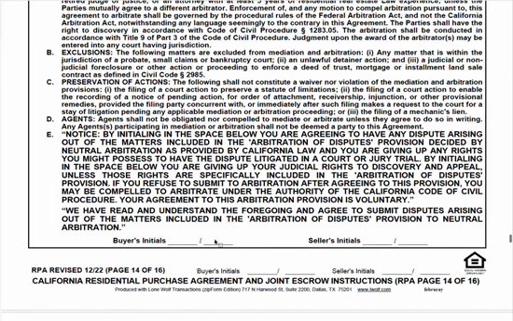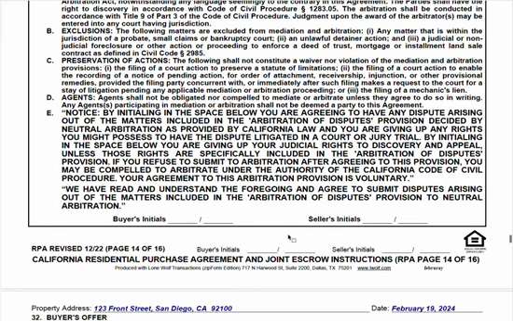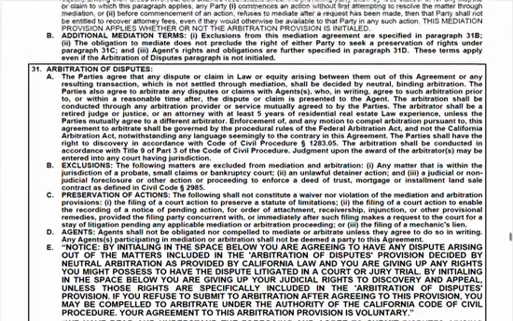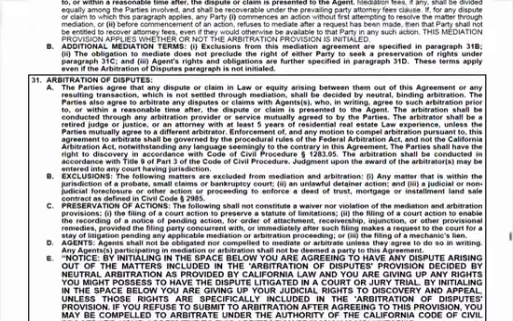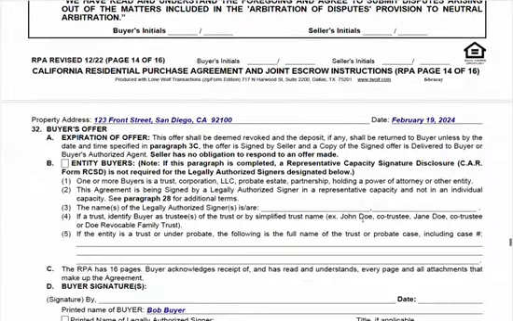Sometimes I see people not sign the arbitration clause because they'd rather just go right to court if they can't mediate a resolution. But in most transactions, both parties initial here. Most transactions, page 14 of 16 has 3 sets of initials, all initialed.